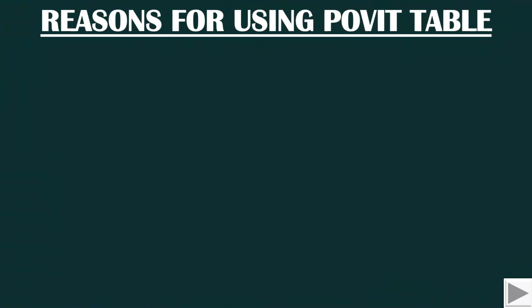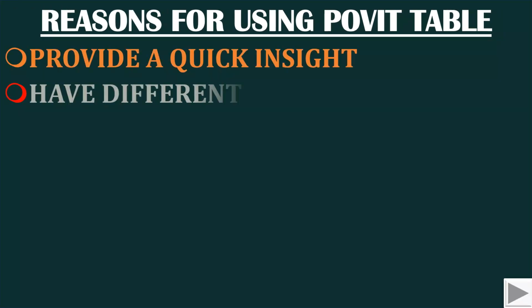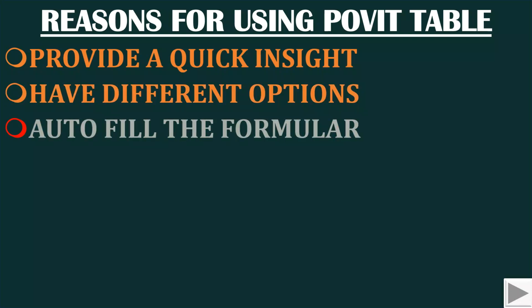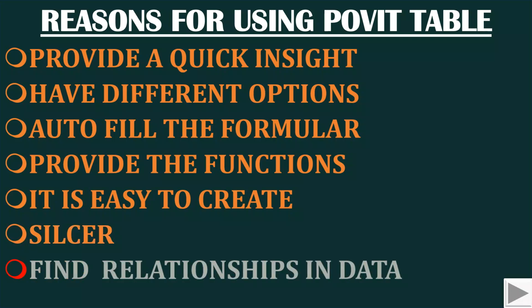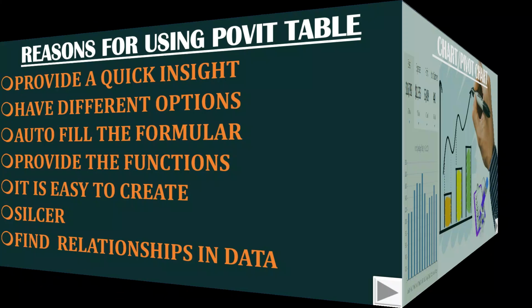So let us go to the reasons why we are using a pivot table. We talked about that one. We said there are different options. Autofill is there, functions are also there. You can create a slicer there. You can find the relationship within the data there. So those are some of the reasons why we use a pivot table in Excel.